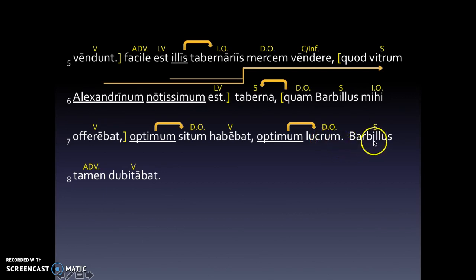All right, barbillis, nice and easy second declension, nominative singular, that's our subject. Tamen is an adverb, and dubitabat's the verb. So, however, barbillis was doubtful.